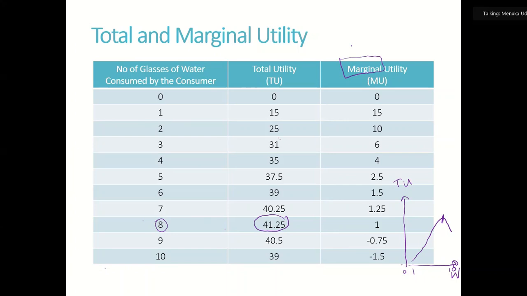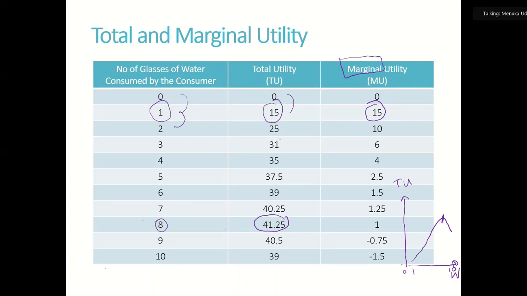Consume an additional unit, and you get an additional level of satisfaction. Extra or additional satisfaction is actually marginal utility. Marginal satisfaction, or marginal utility. If you start at zero glasses and 0 utility, and then you have the first glass, you get 15 units of utility, and that therefore leads to 15 additional units. So from 0 to 15, that is the marginal utility, extra or additional.